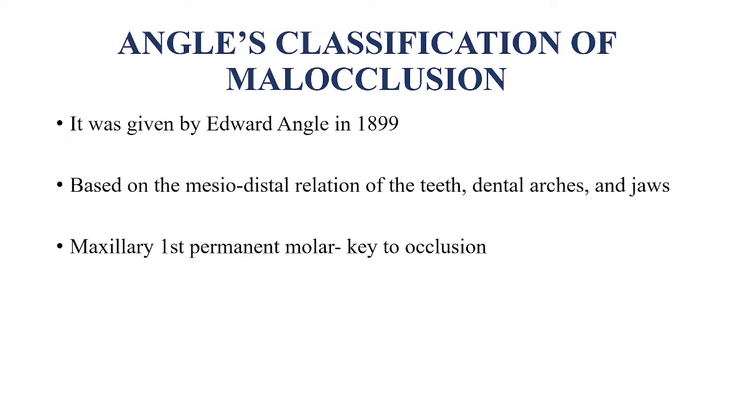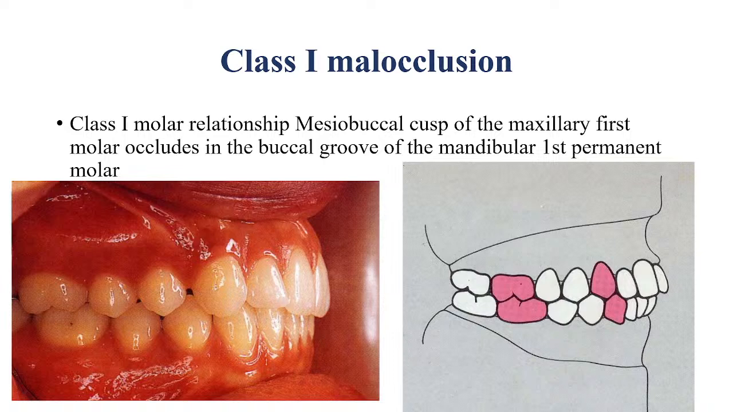This is a classification which was given by Edward Angle in 1899. To understand the malocclusion classification, we need to understand the occlusion. What is an ideal occlusion? In this photograph, you can see the first permanent molars. The first permanent molars are the key to occlusion.